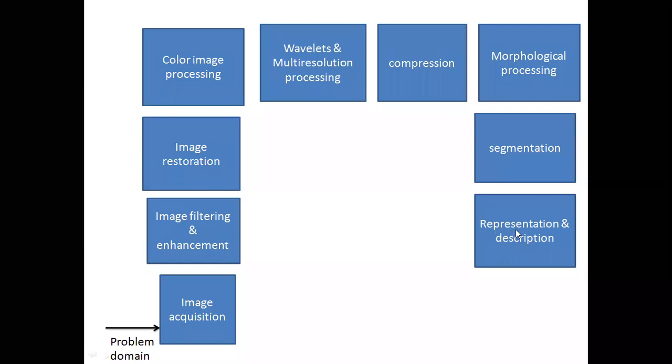There will be two types in representation and description. You'll be finding out the inner area and the boundary. These are the two things which you'll be finding in representation and description. In the inner area you'll be concentrating mainly on the color and area, and at the outer boundary you'll be concentrating on the shapes. This is nothing but representation.